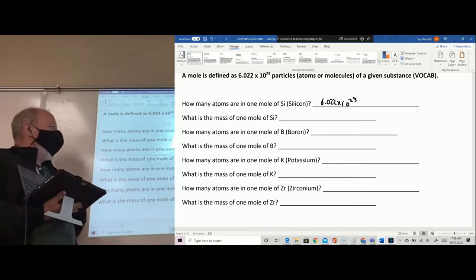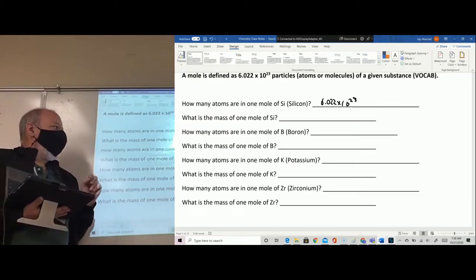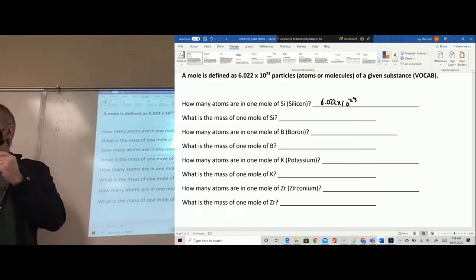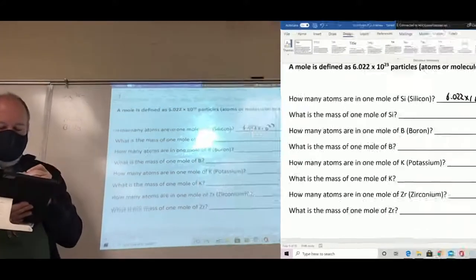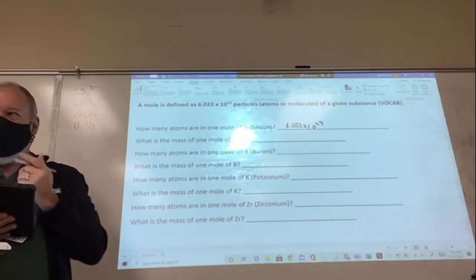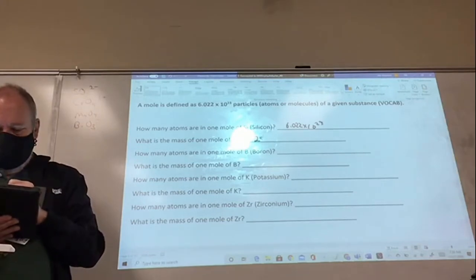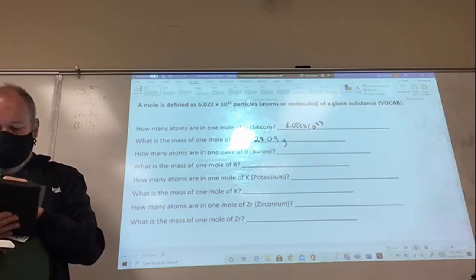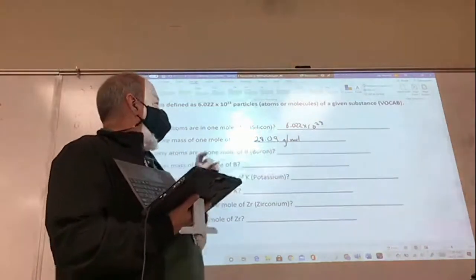What is the mass of 1 mole of silicon? On your phones, look up the molar mass of silicon, because you can't really read it off your periodic table. So, question, molar mass of silicon. We'll round that up to 28.09 grams per mole. Okay, the units are important here. I have this many grams in 1 mole.